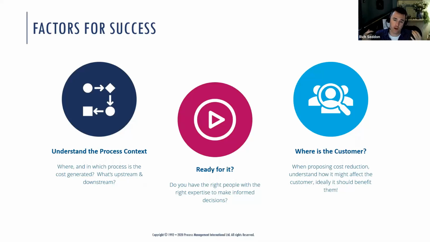So finally, on this slide, the central point here, are you ready for it? Do you have the right people with the right expertise to make informed decisions? The key point here being informed decisions. To make cost reduction truly effective, and by effective, I mean sustainable, not just a one-hit wonder, but sustained, you need to involve the people who work in the process that understand how the work works to make informed decisions. I've lost count of the number of times when I've seen cost reduction programs making ill-informed decisions because they're only looking at the result, they're not looking at the process that generates the result with which they're dissatisfied.